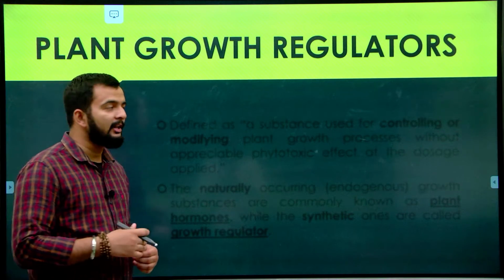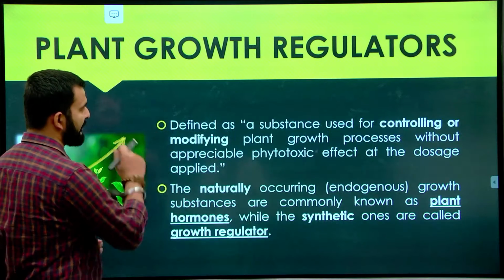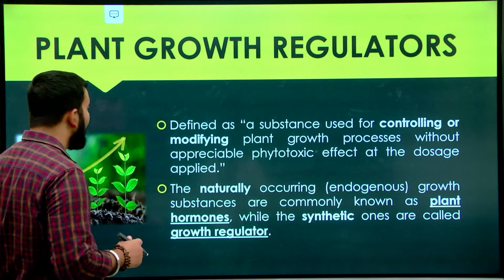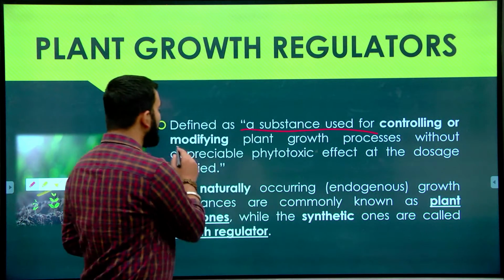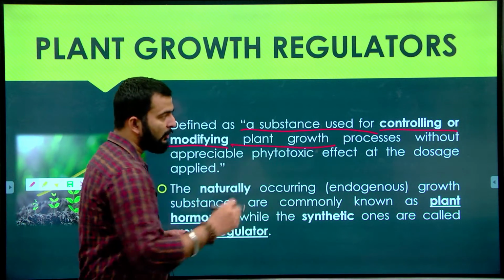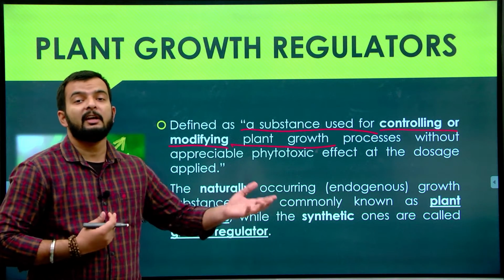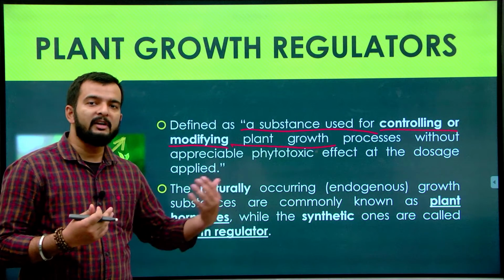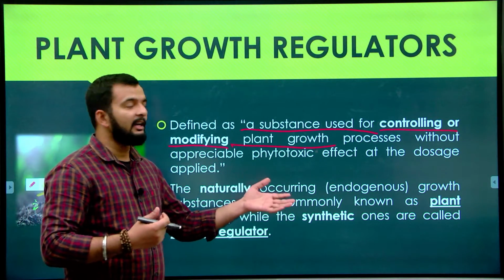So under plant growth regulators, first let's see what plant growth regulators are. As per definition, these regulators are substances used for controlling and modifying plant growth. Okay, so these either control or modify; it can be in a negative way also, that they inhibit the growth, or they modify, that means they can increase the growth also. We will study about it in detail later.